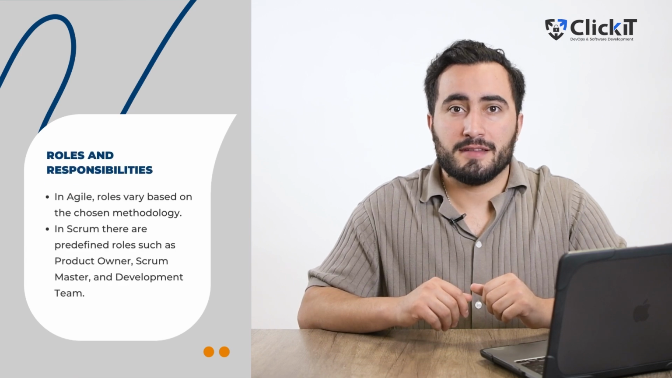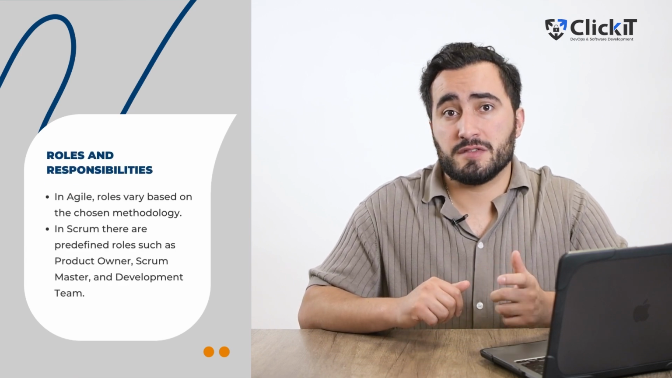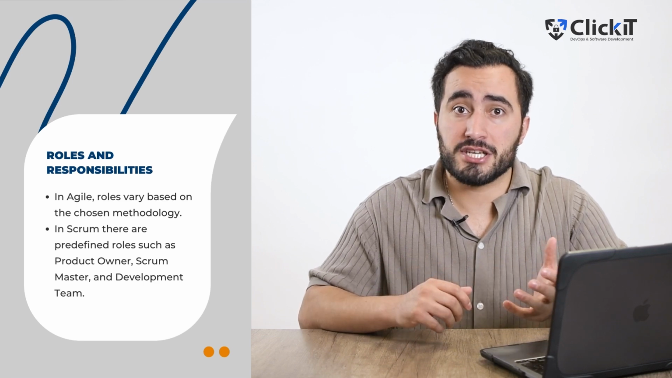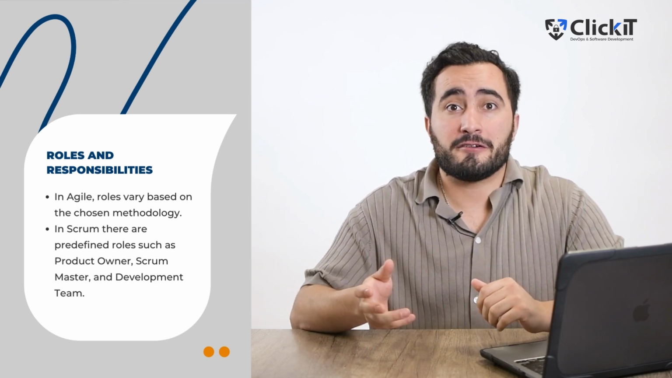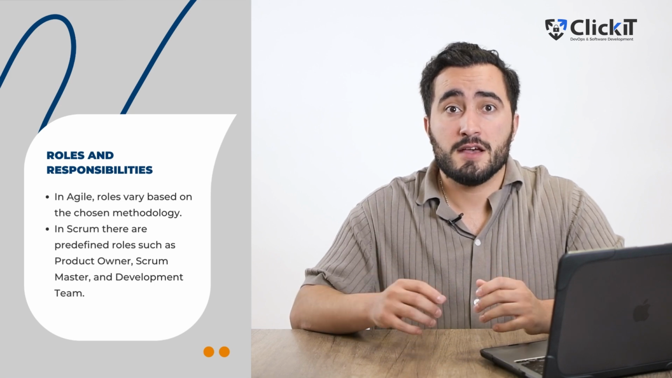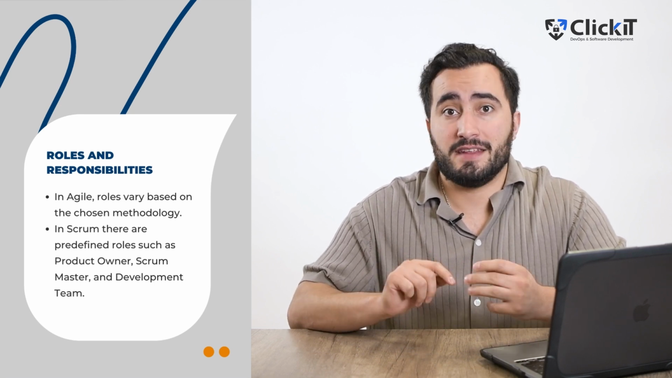In every project, the team member will always have a role and a responsibility. However, the manner in which they are assigned might differ from Agile to Scrum. In Agile, roles vary based on the chosen methodology, while in Scrum there are predefined roles, such as the product owner, Scrum Master, and the development team.